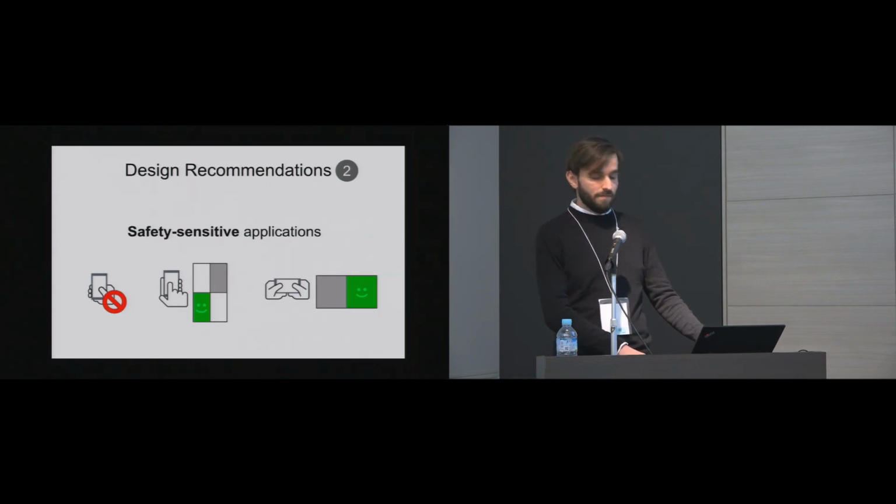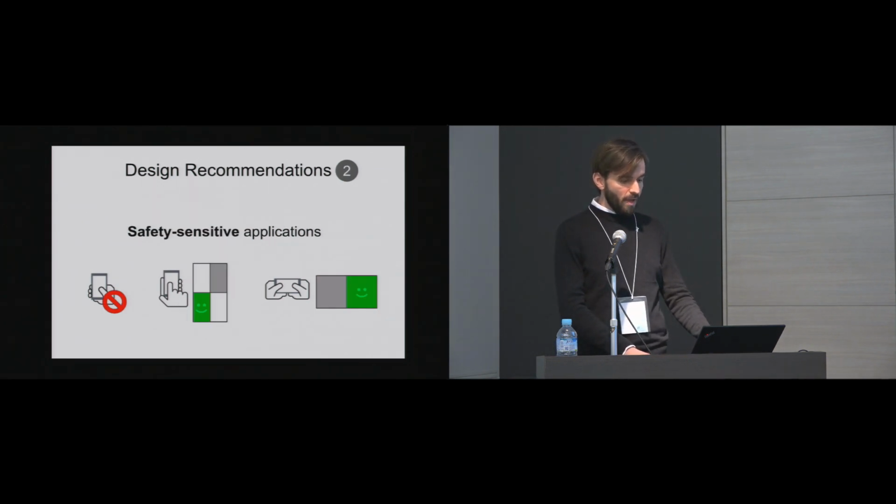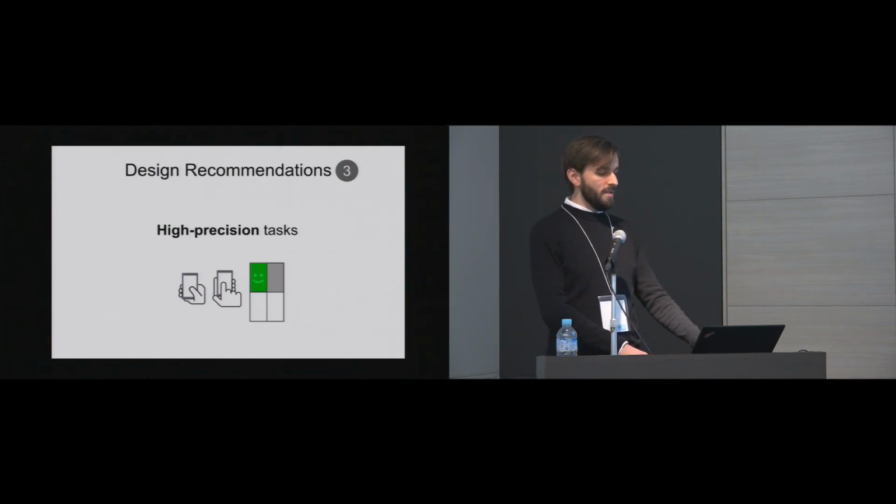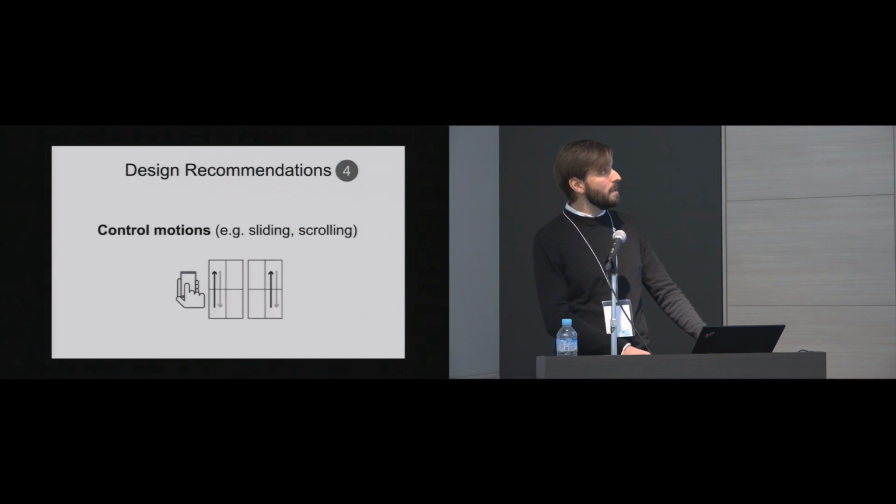For safety-sensitive applications, the one-handed thumb grip should not be used at all on the left, and for the two-handed index grip, the bottom left quadrant should be preferred. For the two-handed thumb grip, the right screen half should be preferred. If precision is your priority, prefer the top left quadrant for both portrait grips.